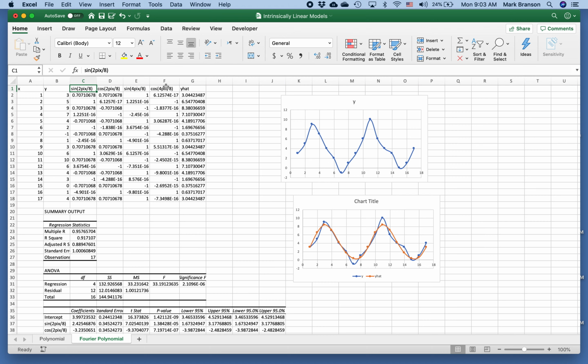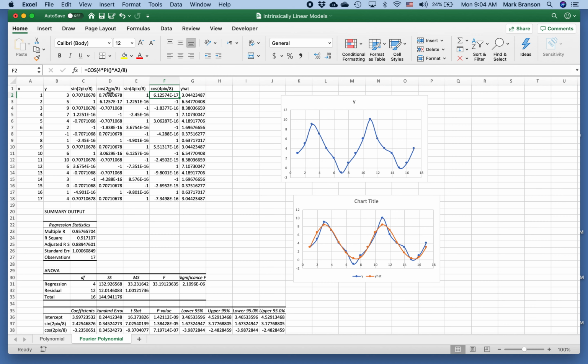Okay? So what you can see then is I just put those in. So to do sine of 2 pi x over 8, that's sine of 2 times pi. Remember to put these parentheses after pi. Pi is a function in Excel that gives you the value of pi, times A2, which is our x value over 8. Similarly, cosine of 2 pi x over 8, sine of 4 pi x over 8, cosine of 4 pi x over 8. Okay?